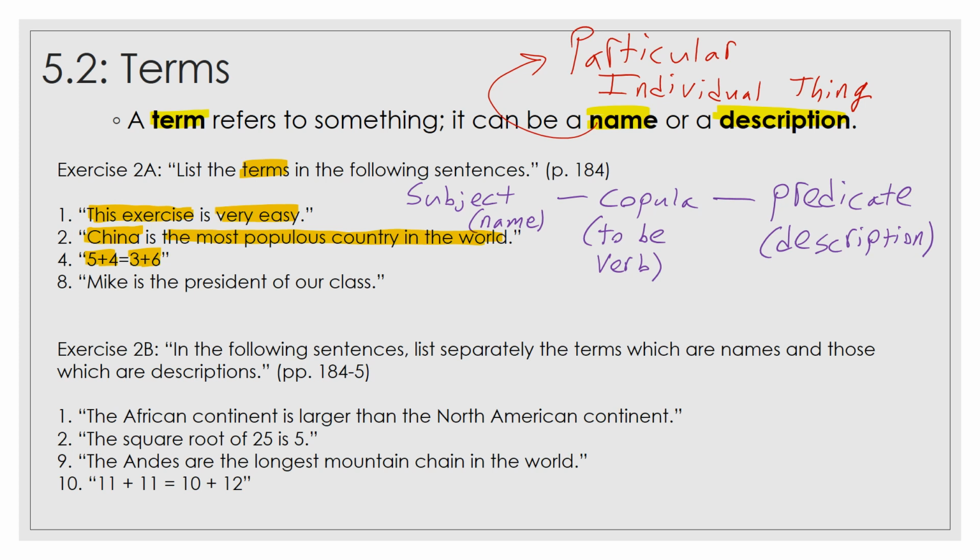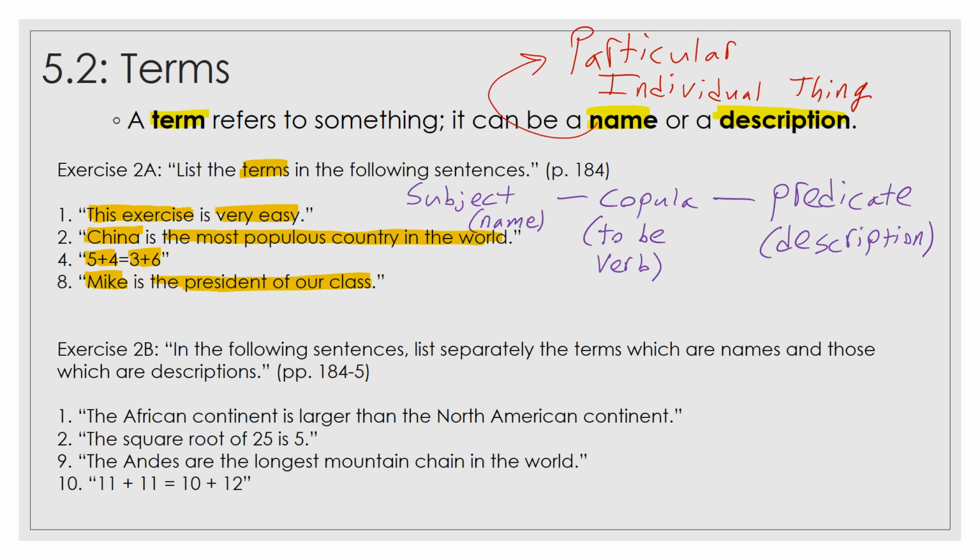Number 8, Mike is the president of our class. Okay, so Mike is a name, of course, a particular person, and the president of our class is a description. So those are our 2 terms.